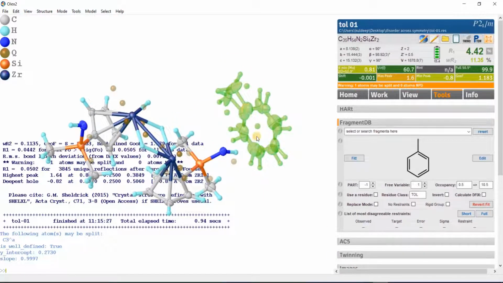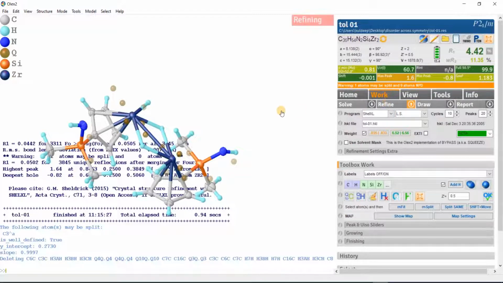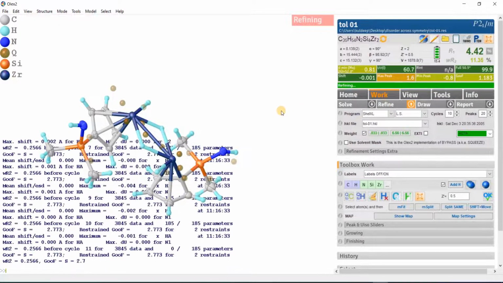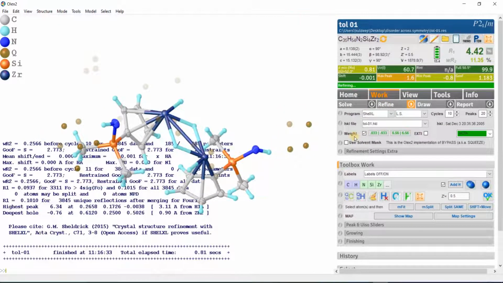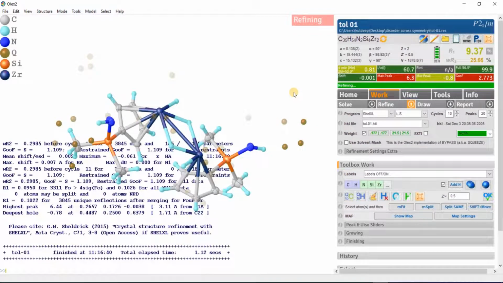For this, I am going to select this and press delete, and I am going to define again, fine. I will get back the same structure. The R factor is around 9.4%. Okay, the shift is almost stabilized.